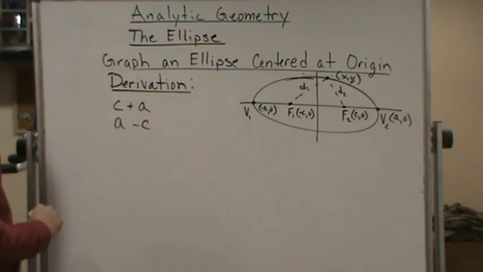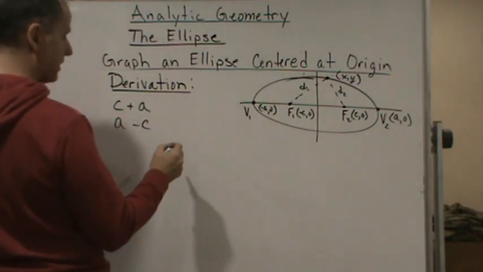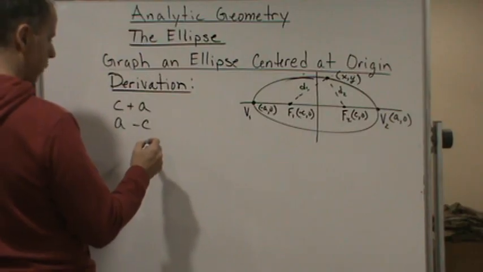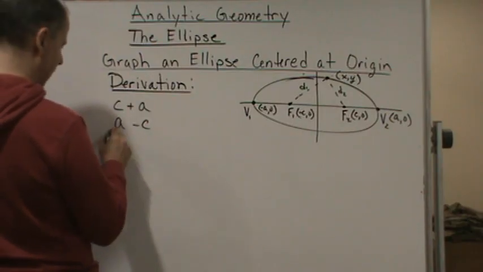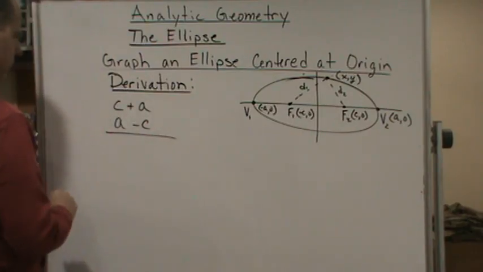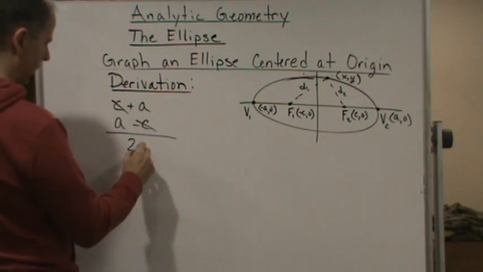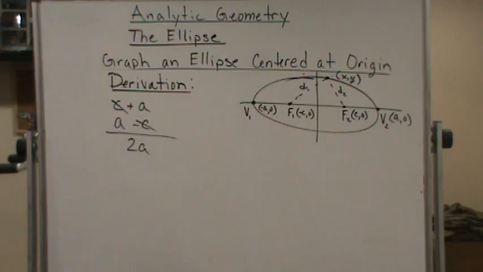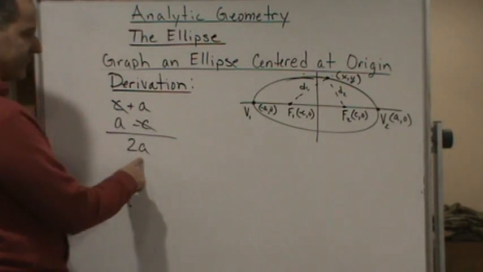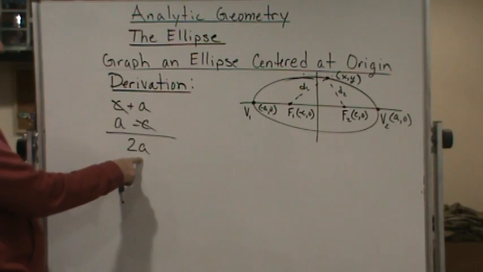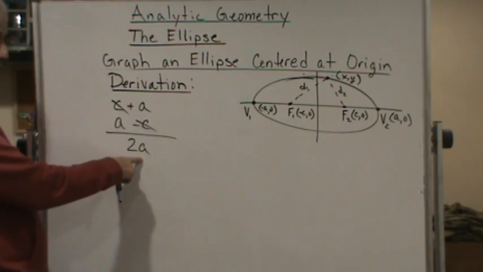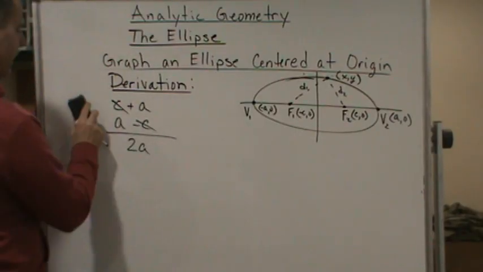Now, if we take those two distances and add them up, what do we get? Well, here the c's cancel and we get 2a. So that means that's what our constant will be. In fact, by the way, this is the length of the major axis, incidentally. So 2a, that is our constant.